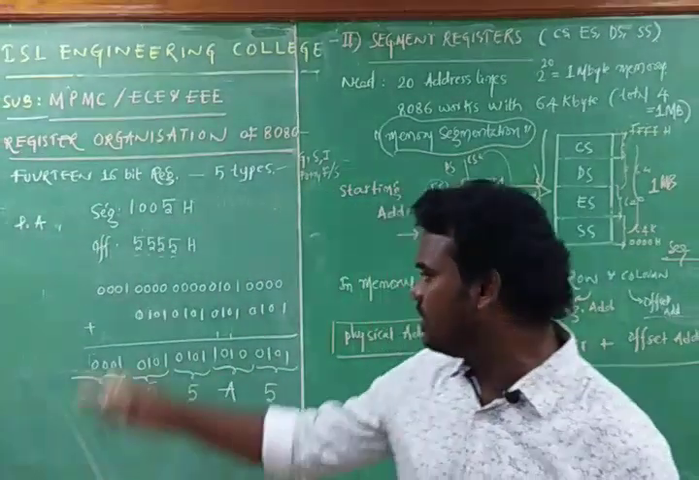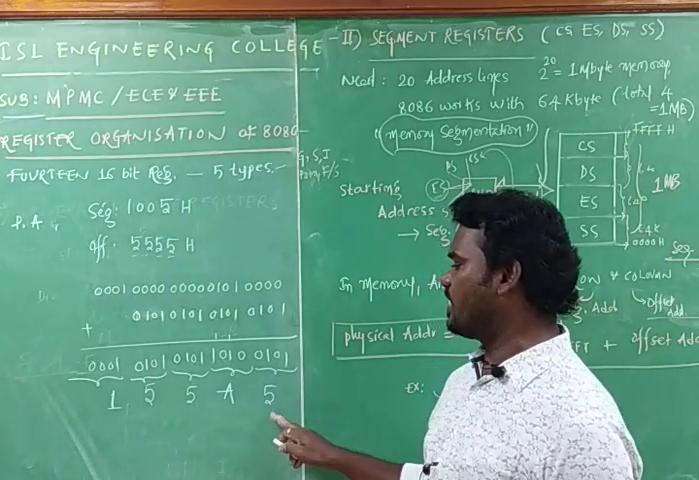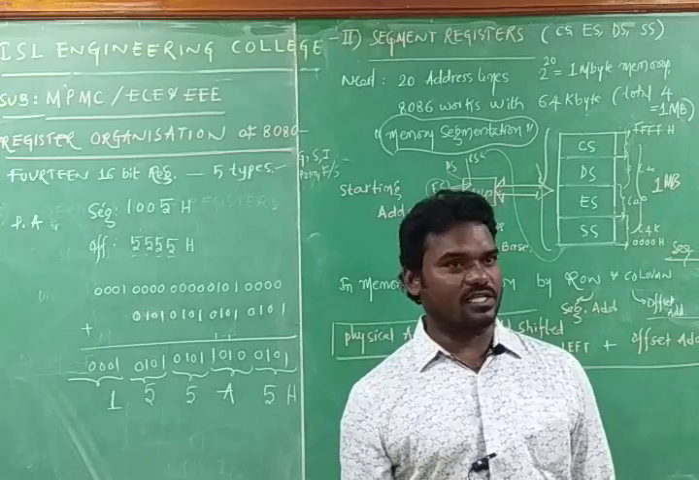This is the physical address of the given memory location, that is 155A5. This is a hexadecimal number. Like this we can calculate the physical address.